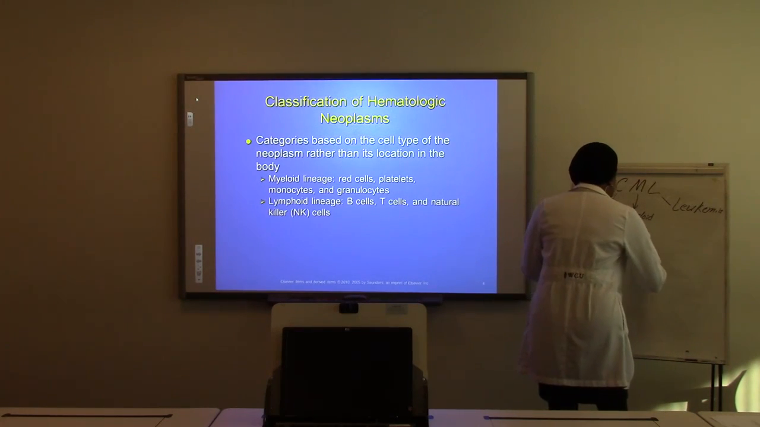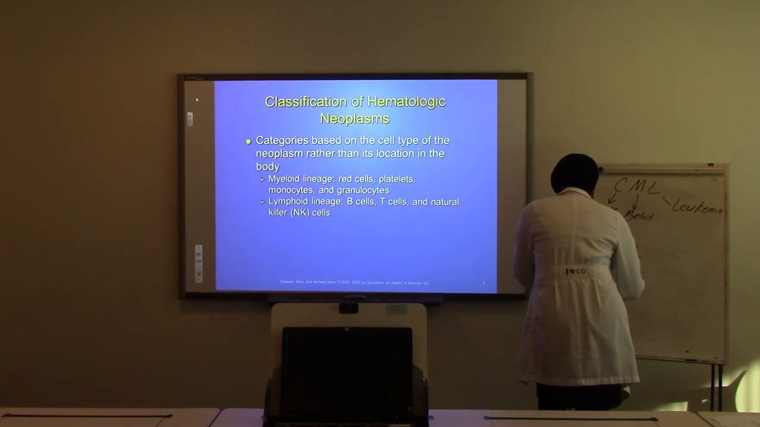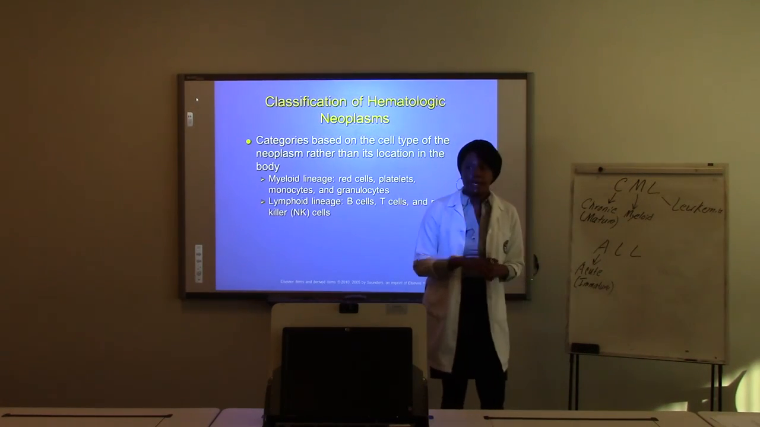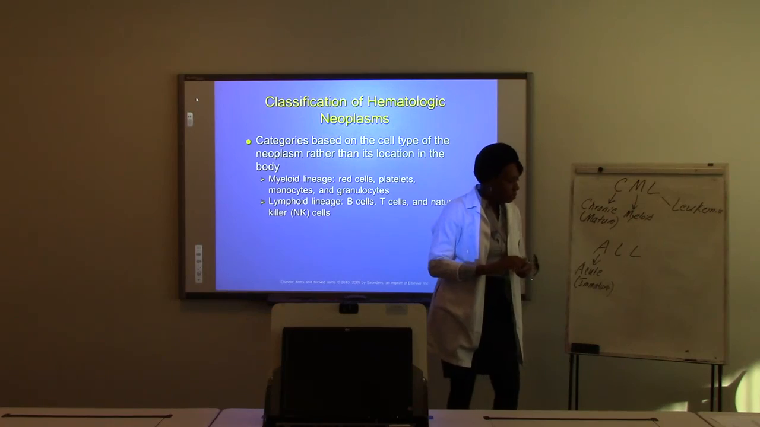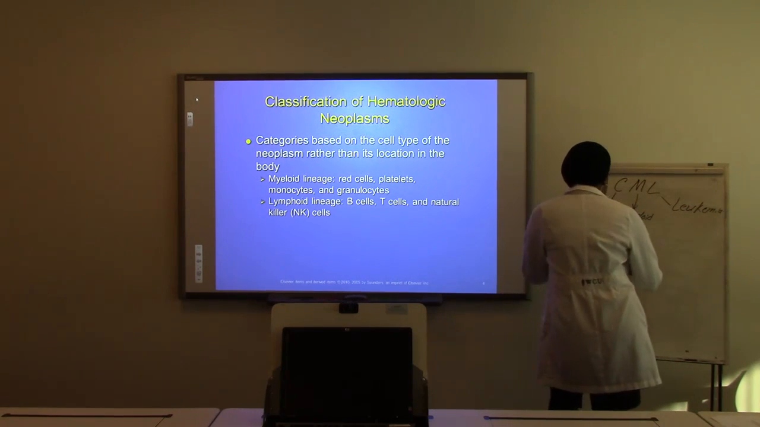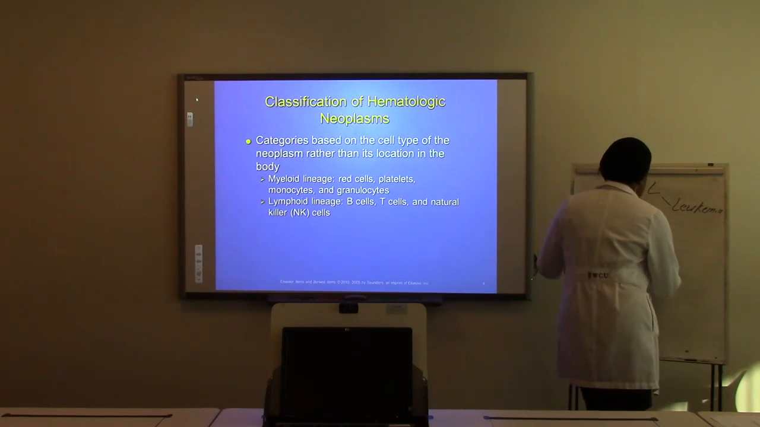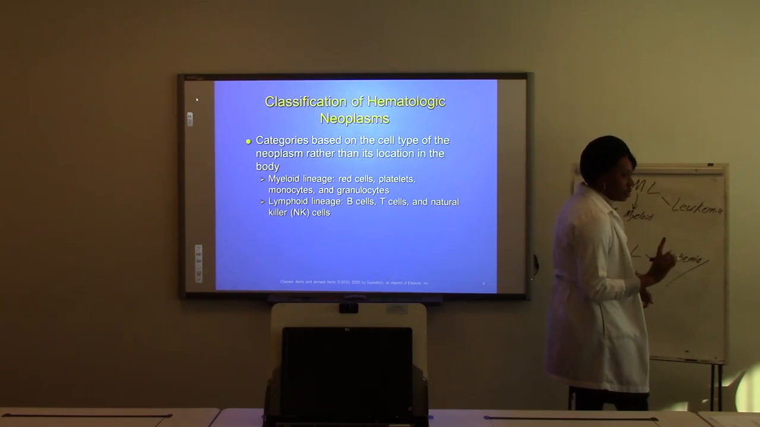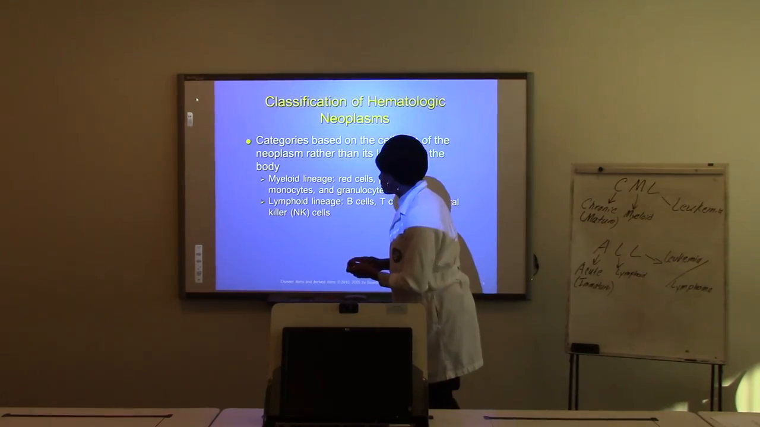Now, the next one we have is ALL. A stands for acute, and anytime we have an acute leukemia, it is attacking a cell at its immature stage, a cell that has not completely developed as of yet. The L in the middle stands for lymphoid, so it could be any one of those cells. And the last letter is leukemia, and I'm going to put here slash lymphoma, and I'm going to tell you why in a second. It could be a leukemia or a lymphoma. Okay, so let me explain.